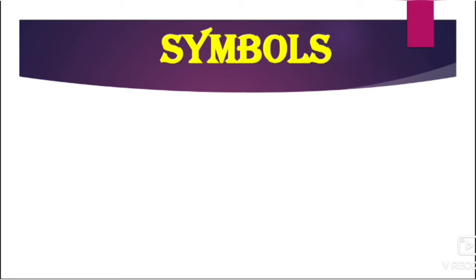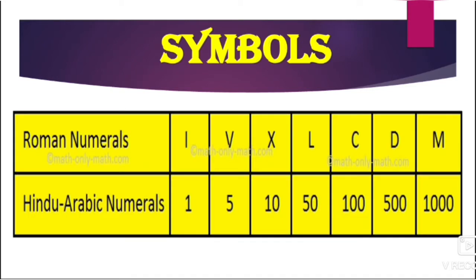what are the symbols used in Roman numerals? I, V, X, L, C, D and M. I represents 1, V represents 5, X represents 10, L represents 50, C represents 100, D represents 500 and M represents 1000.